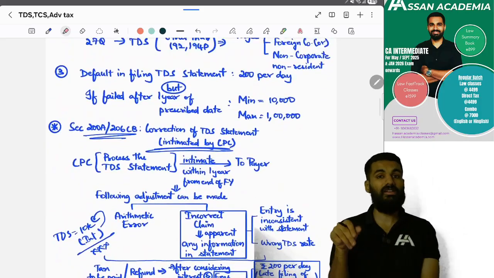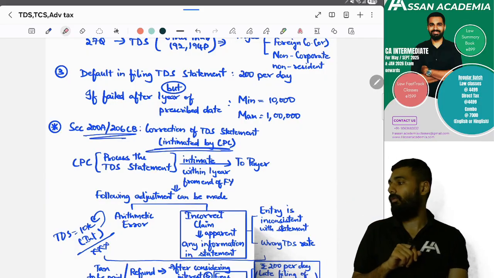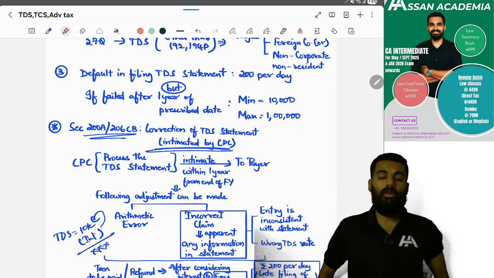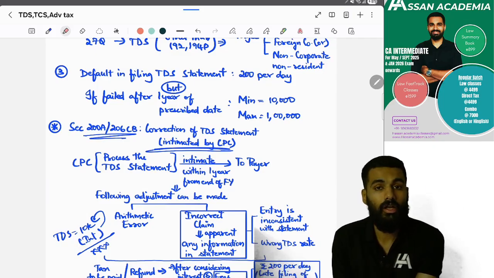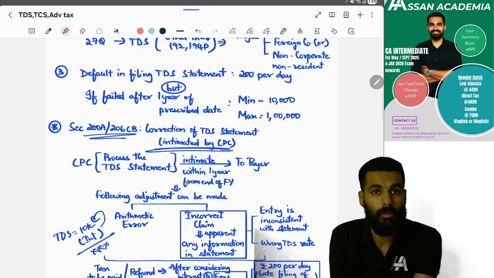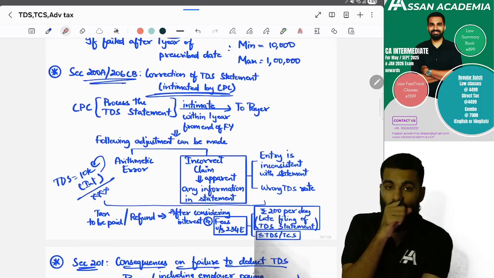If you have defaulted in filing this TDS statement, minimum 200 rupees per day you have to pay, and after 1 year also you did not pay, minimum 10,000 rupees, maximum 1 lakh.